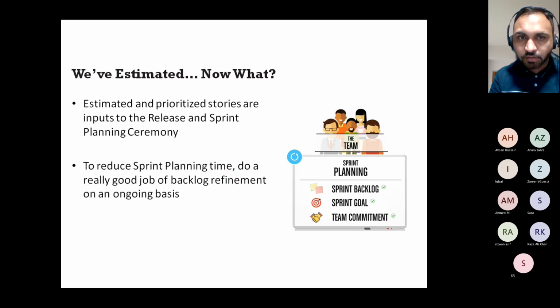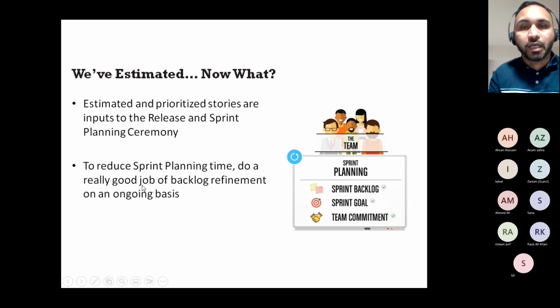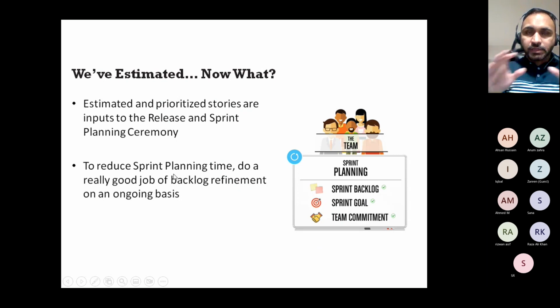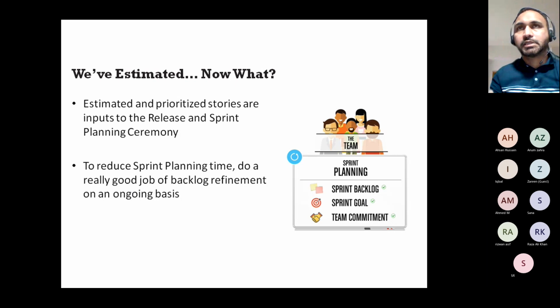Remember, the unit of measurement is very important. You have to somehow measure, right? You need a technique to reduce sprint planning time. Do a really good job of backlog refinement on an ongoing basis. Remember, I told you it's a never-ending process. Don't put a stop on backlog refinement. That's where you size the stories, you groom them, you put in much detail. Having said that, once you have provided estimates and sized your stories, definitely you can go into sprint planning, where your sprint starts.